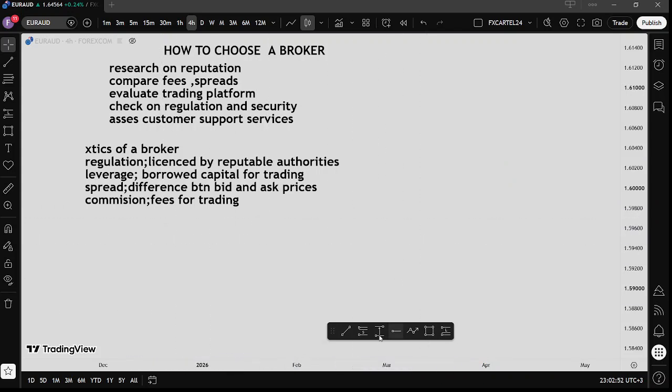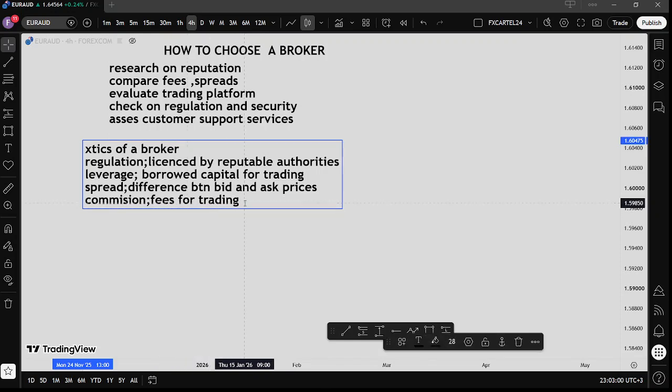We also have another thing. Every broker has a minimum. Another thing is a minimum initial deposit.